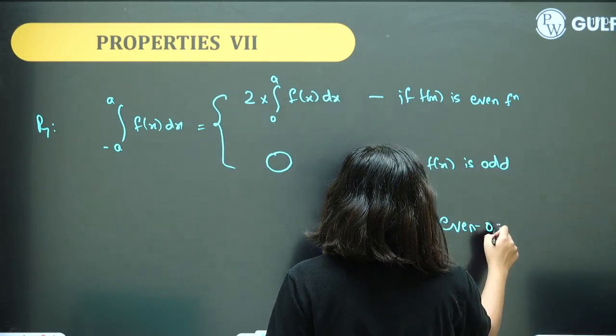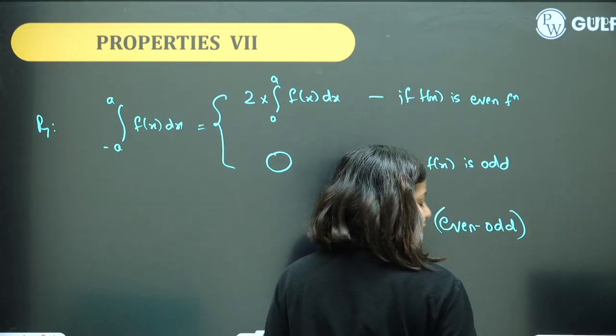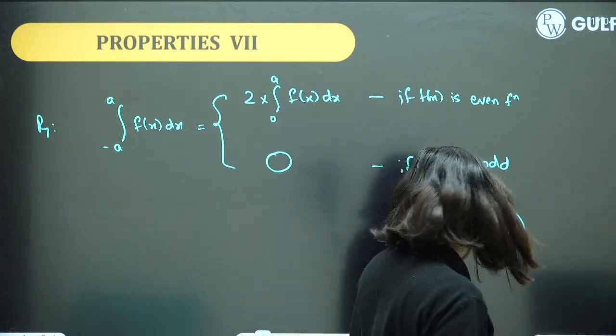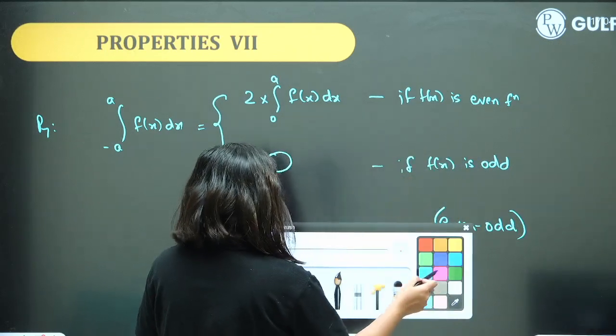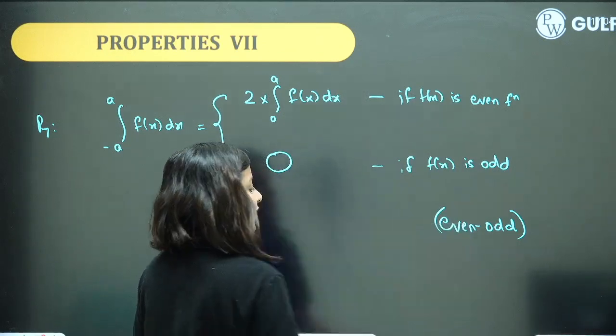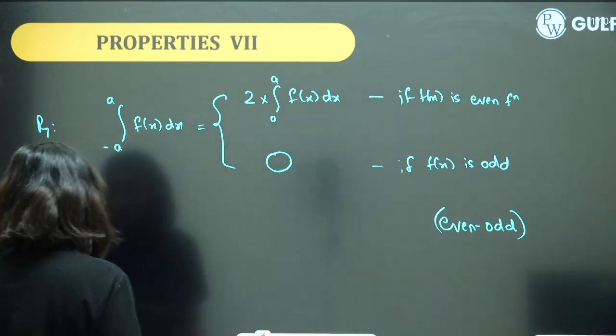Simple ma'am, we just say even odd function. Let's quickly recap all the properties once. Quick recap. When to use which property?